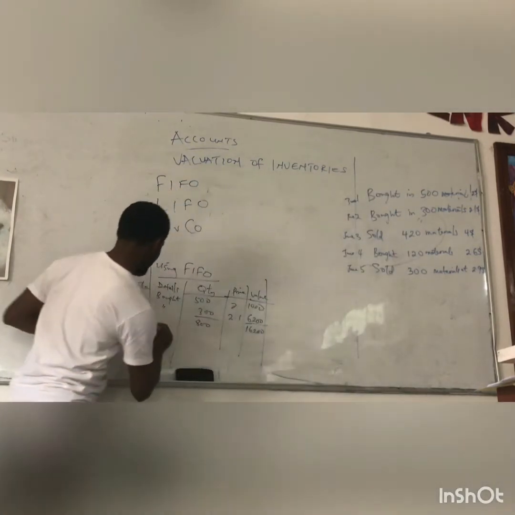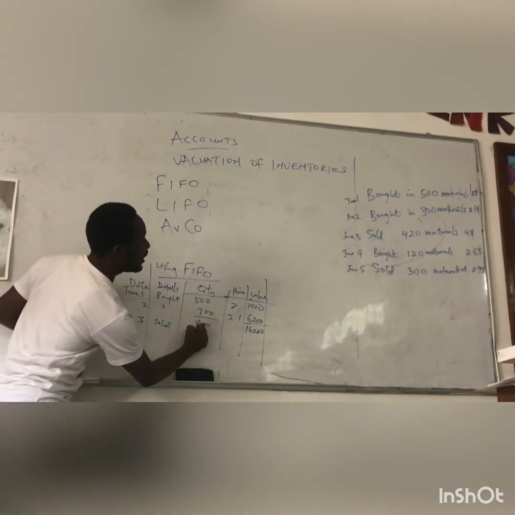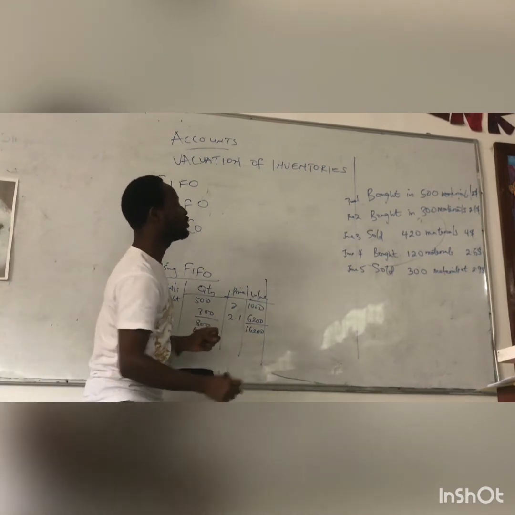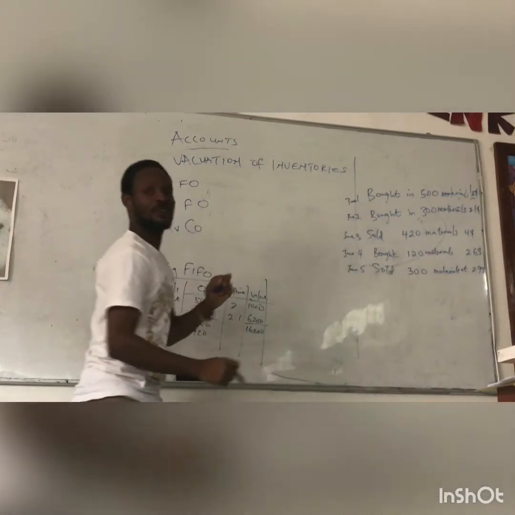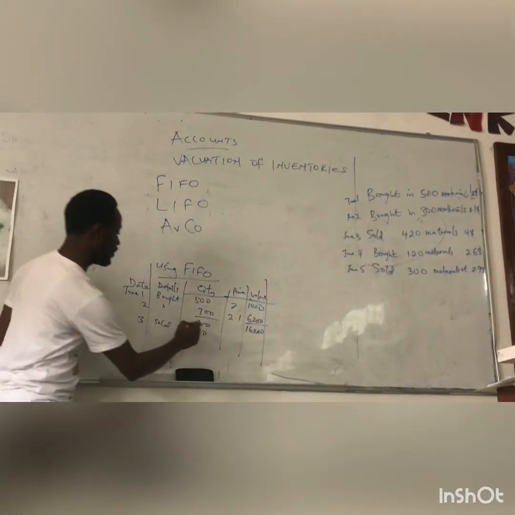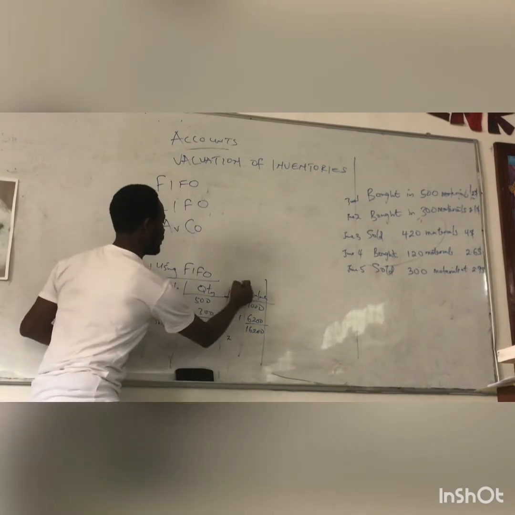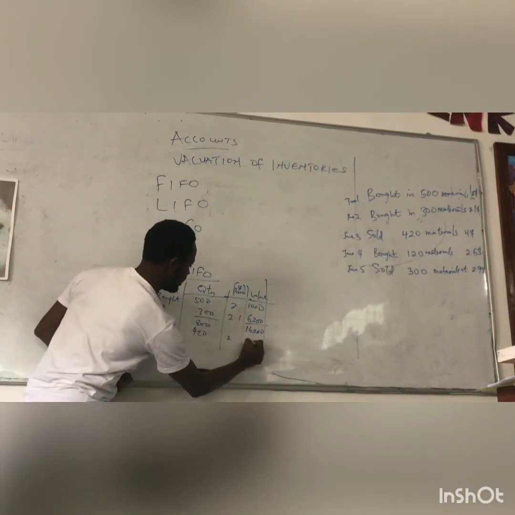That means on June 3 sold 420 goods. That 420 goods will be at the value of the 500, because that's where we're selling from. So 420 at $2 price in dollars. 420 times 2 is 840.